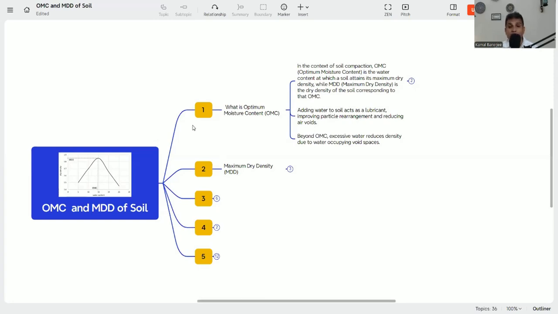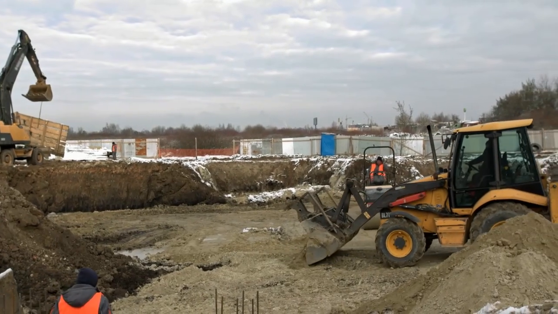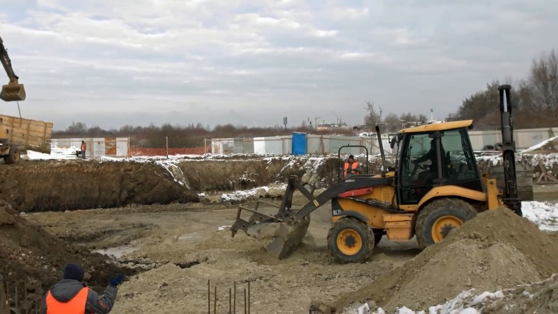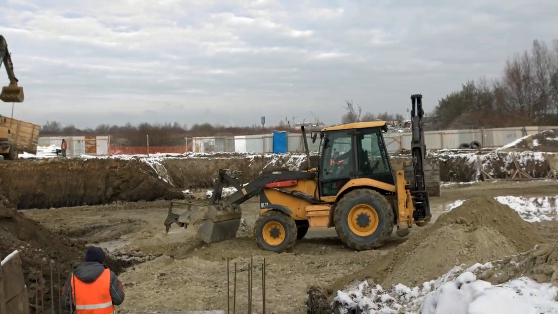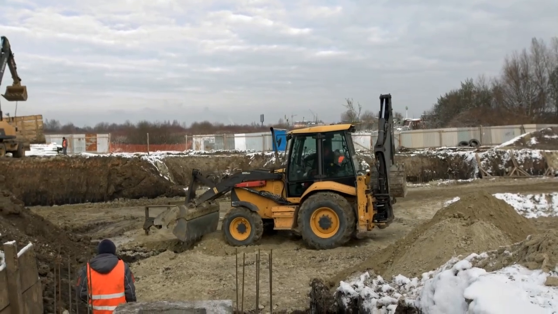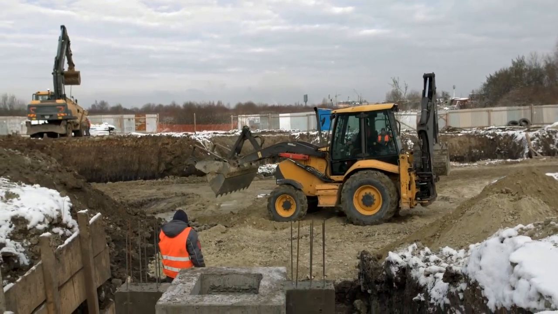To do any type of work, either a bridge, roads, buildings, whatever, these two factors you need to know in order to get structural stability, because all the load is transferred to the soil. So we need to know the soil parameters, whether the soil can withstand this load or not. And for that, these two factors, OMC and MDD, are very important. So please do not skip any part of this video. Stay until the end to get the full information.